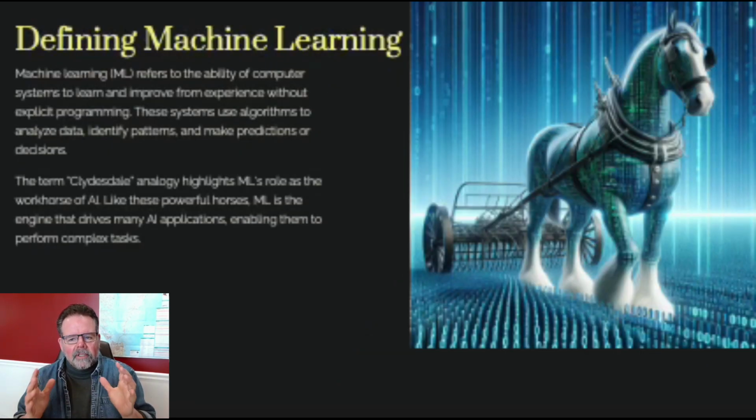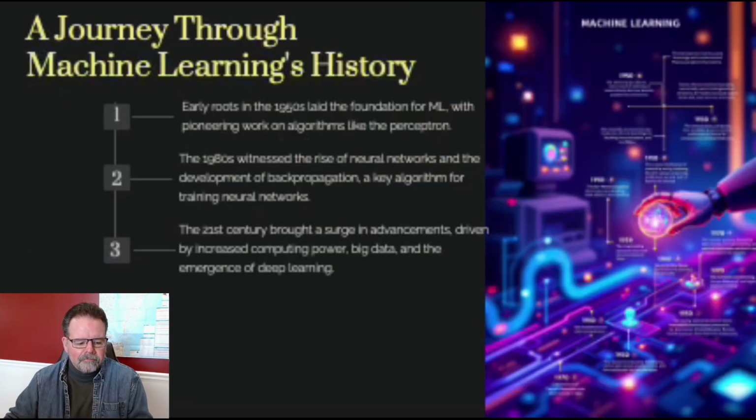At its core, machine learning is about teaching computers to learn from experiences rather than being explicitly programmed for every task. So think of that Clydesdale analogy. Those powerful horses could learn to handle different tasks through training. ML systems learn to recognize patterns and make decisions through exposure to data. This fundamental ability to learn and improve is really what brings us to this new frontier of computing, which makes machine learning the backbone of modern AI applications.